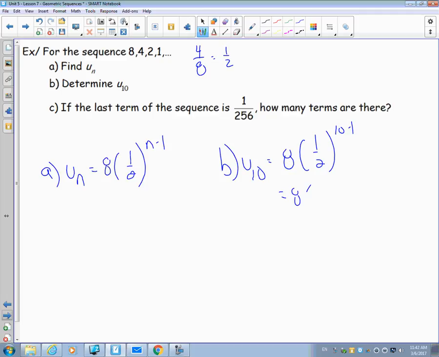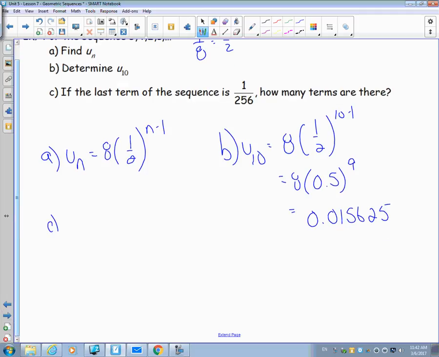Either one. Most of our calculators are probably going to flip it to a decimal because it's such a big number. But you have to be exact if you're using decimals. 1, 5, 6, 2, 5. Keep all the decimals. You can't round it off. All right, part C. If the last term of the sequence is 1 over 256, how many terms are there?